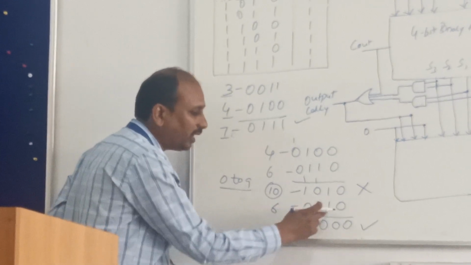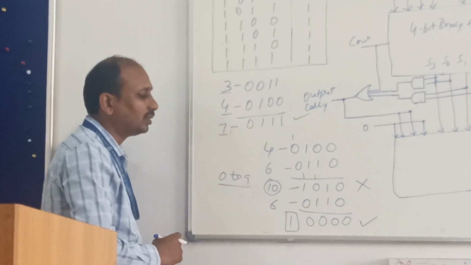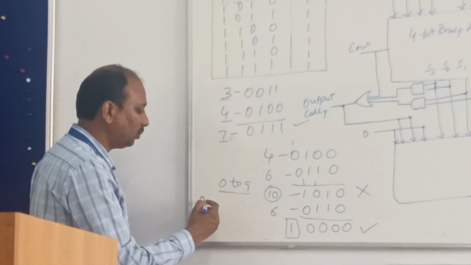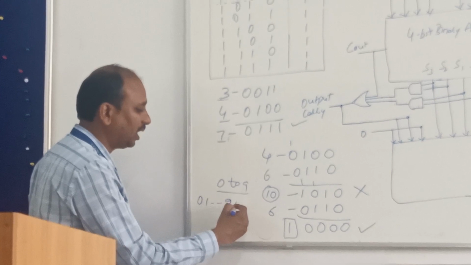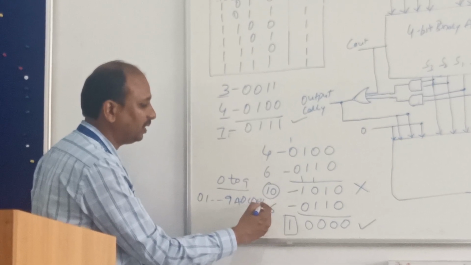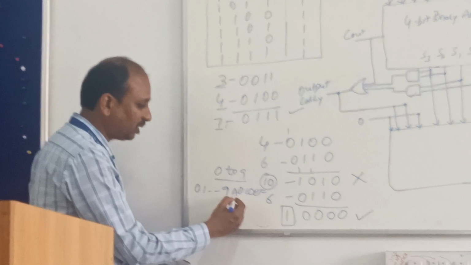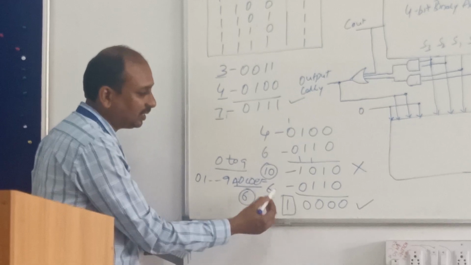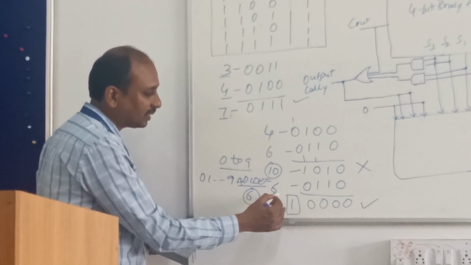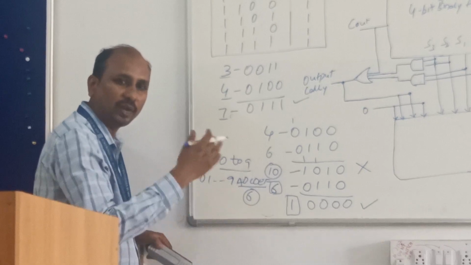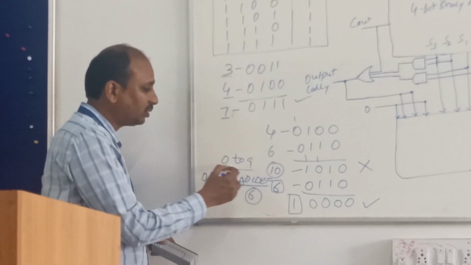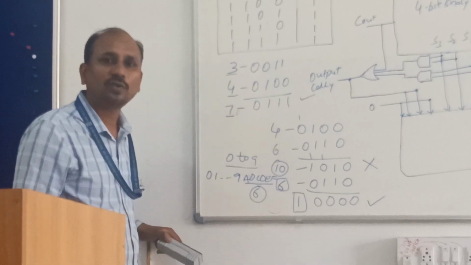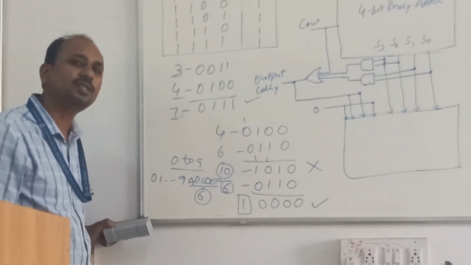Now the question is, why add 6 for this? Normally, hexadecimal numbers range from 0, 1 to 9, and then afterwards A, B, C, D, E, F. How many characters are there? A, B, C, D, E, F: 6 characters. That is the reason I should add 6 when the sum exceeds the range from 0 to 9. In this fashion, we perform a BCD adder or a decimal adder.